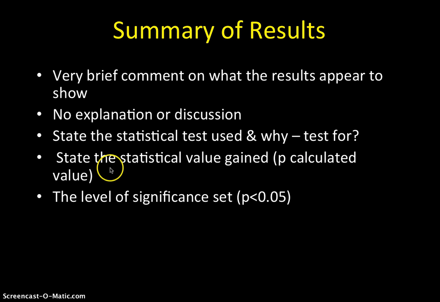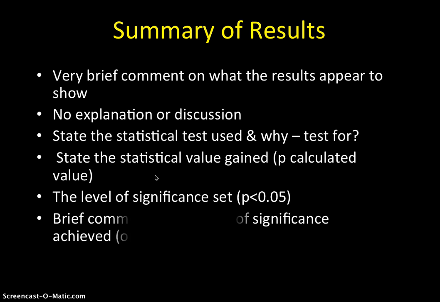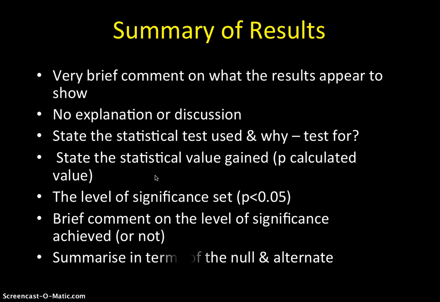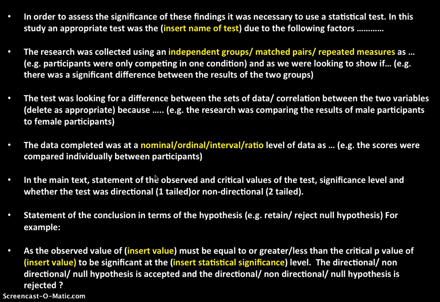State the calculated value. So your inferential results from the statistical test will give you typically a t-value or an r-value, a correlation coefficient, depending on what test you used. So you're going to state what outcome you got from the actual tests, and you're obviously going to restate the level of significance that you set in your methodology section. This again is normally 0.05. Brief comment on the level of significance achieved, whether it was achieved or not, and then summarize in terms of the null and the alternate hypothesis, how that relates to the outcome you found.